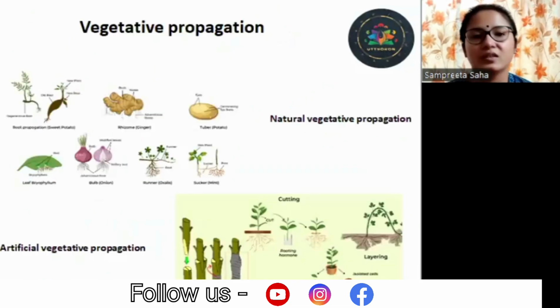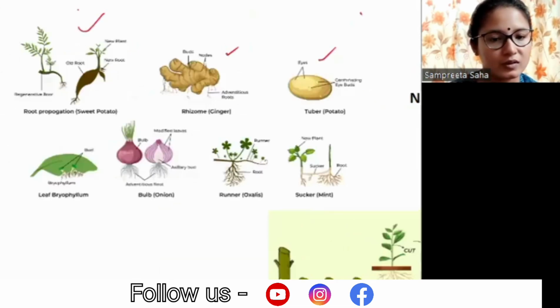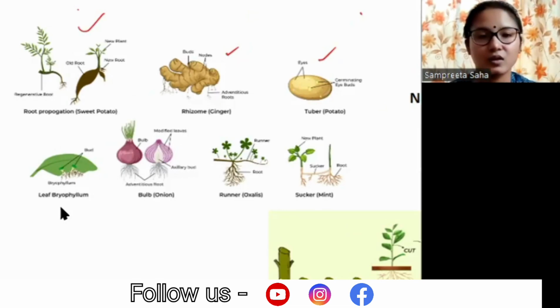Next, we have vegetative propagation. Now, all of you are by now familiar with the term vegetative propagation, where we use plant parts other than seeds to form individual plants. The few examples you can see over here. If I magnify this, I hope it will be visible to you. Yeah, I hope you can see it better now. Root propagation, rhizome, tuber, leaf of bryophyllum. On the margin of the leaf, you will see that small buds are formed. So these are all examples of natural vegetative propagation. These all types happen naturally.